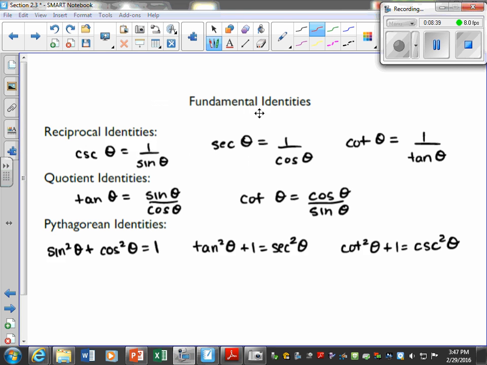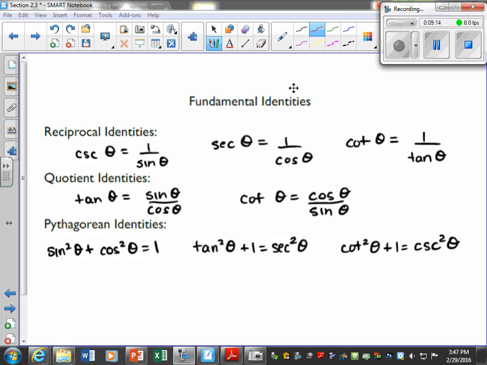Okay, these are all considered your fundamental identities: reciprocal, quotient, and the Pythagorean identities, these are the ones with the squared. Sine squared theta plus cosine squared theta equals 1. Tangent squared theta plus 1 equals secant squared theta. And we can solve for tangent squared theta by subtracting 1 from both sides. So we can solve for different variables, so to say. Cotangent squared theta plus 1 equals cosecant squared theta.